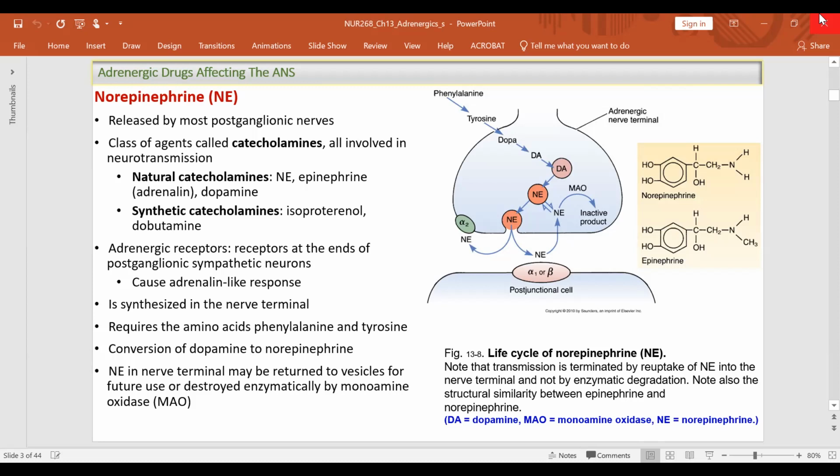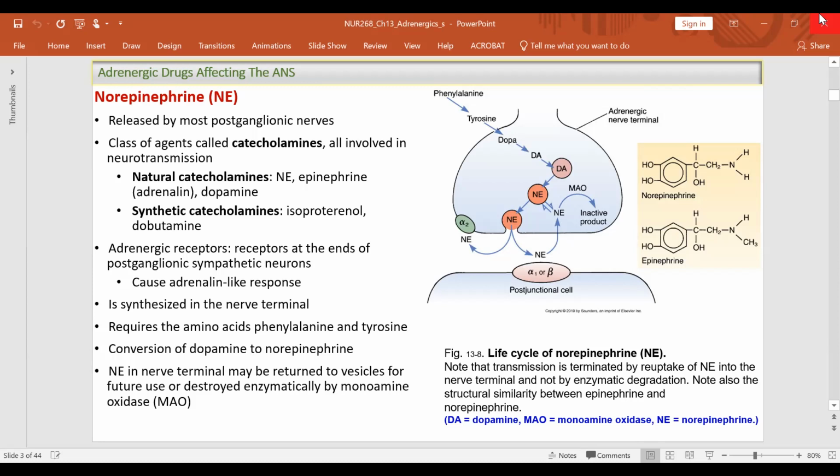So they're natural or synthetic. So the natural catecholamines are epinephrine, which is adrenaline, the norepinephrine, and the third one is the dopamine. So we have norepi and epinephrine, which is adrenaline, and the dopamine. And they are usually released by the adrenal glands.